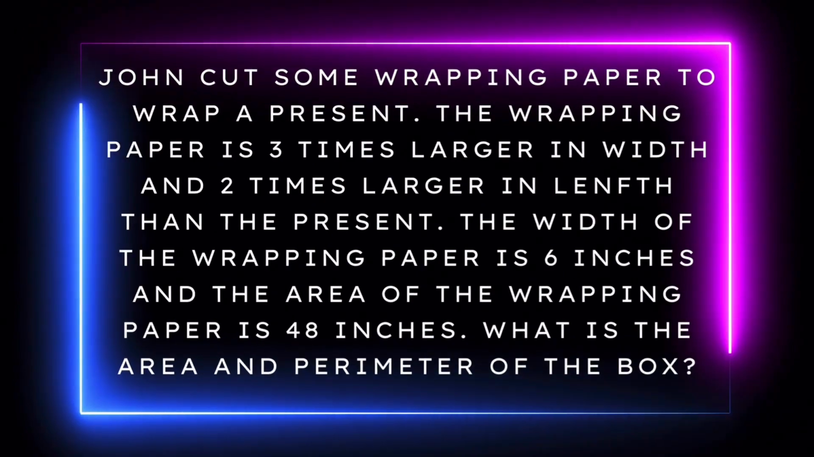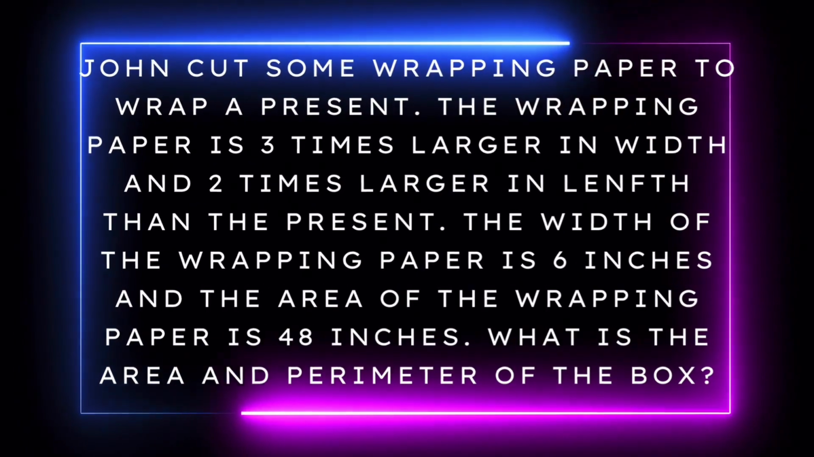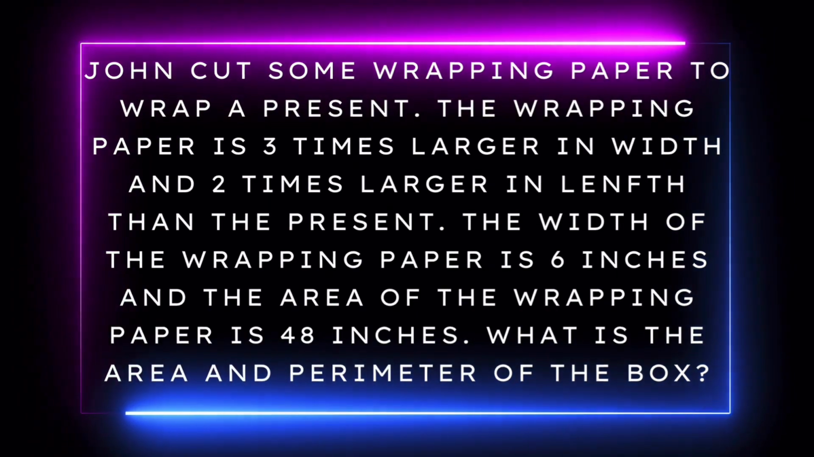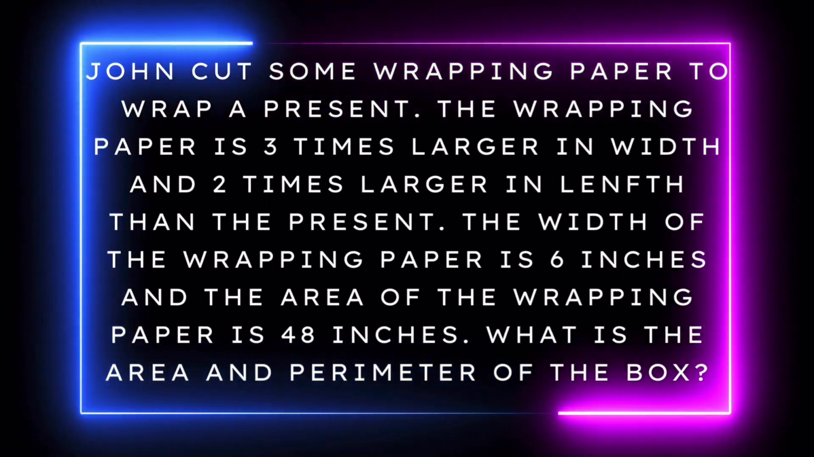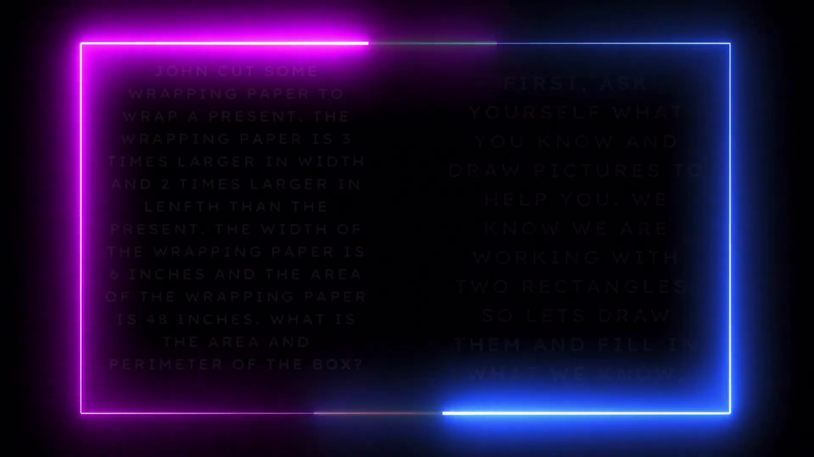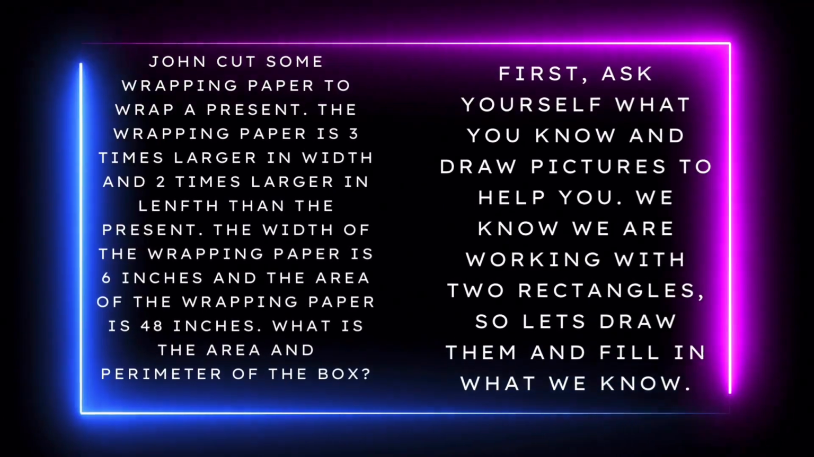So John cut some wrapping paper to wrap a present. The wrapping paper is 3 times larger in width and 2 times larger in length than the present. The width of the wrapping paper is 6 inches, and the area of the wrapping paper is 48 inches. What is the area and perimeter of the box?